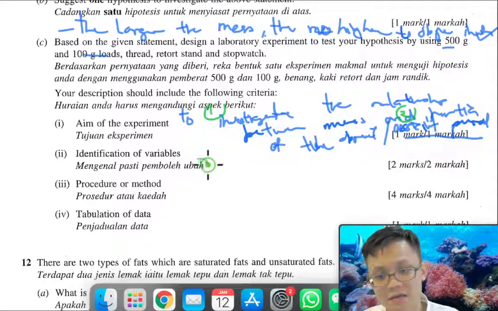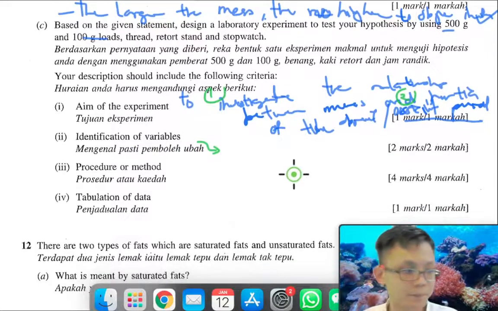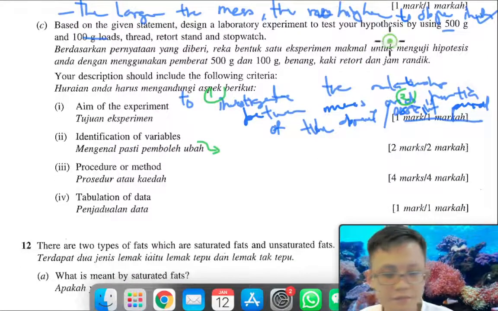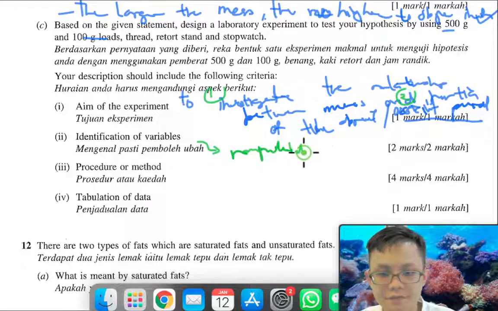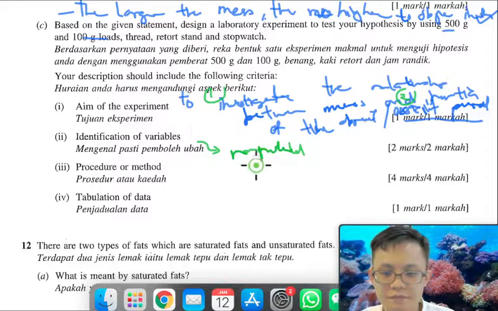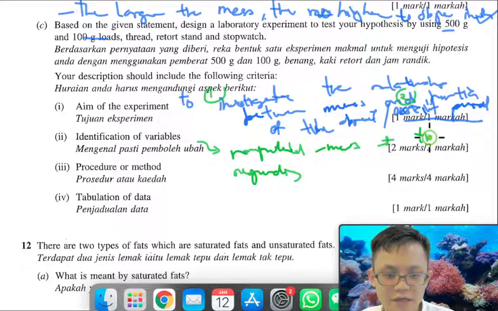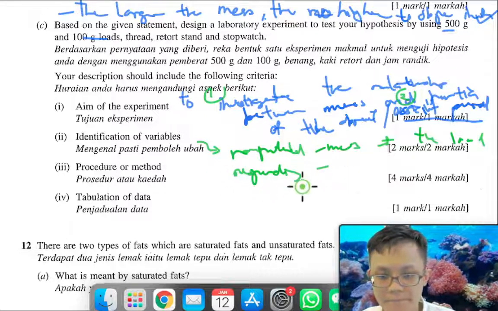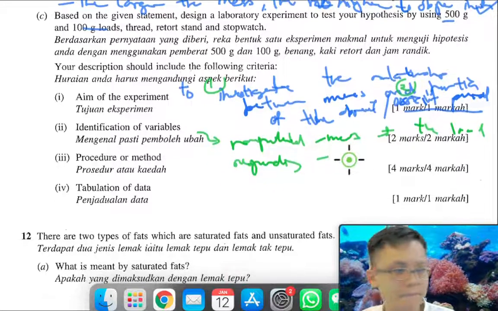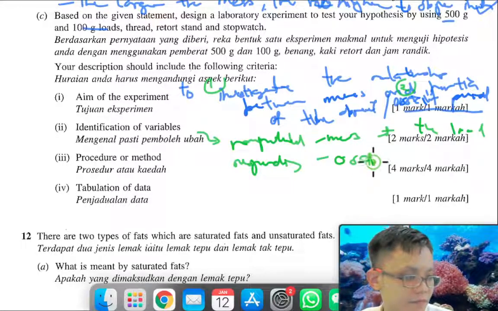Okay, identify the variables. So what is the manipulated variable? The manipulated variable is the mass of the object, the mass of the load. Okay, how about the responding variable? The responding variable is the oscillation period. How about the constant?